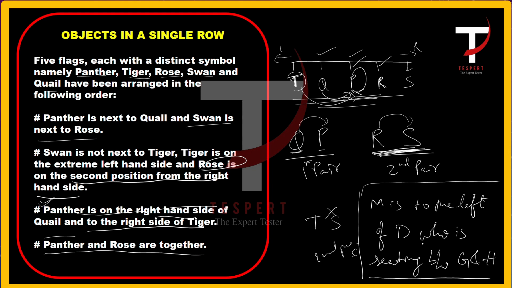Here "who" refers to whom? Does "who" refer to M or does "who" refer to D? So M is the first person, right? So D is the second person. So "who" refers to D in this case. In the previous slide what happened? "And" referred to the first person, but here "who" refers to the second person.